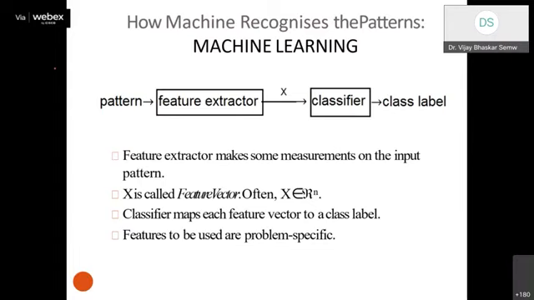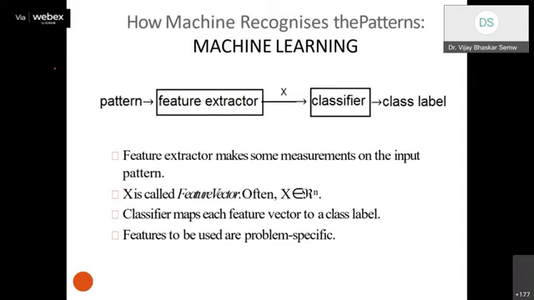So from patterns, we try to extract the features. I explained yesterday feature selection and feature extraction, so you can understand what a feature extractor is. Once we have extracted the features, based on these features you will train the classifier. The classifier will help us to classify in a similar way as human beings categorize the task. The feature extractor makes some measurements on the input pattern, and X is called the feature vector, which has n dimensions.